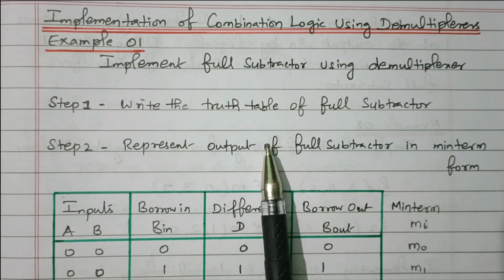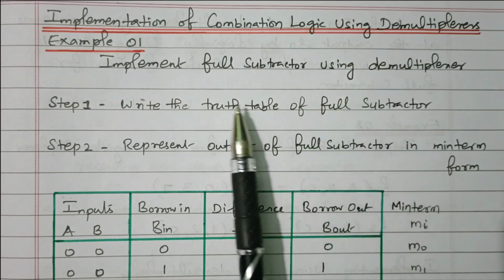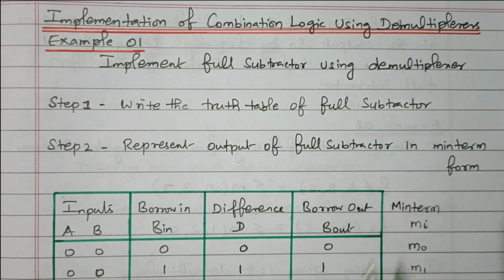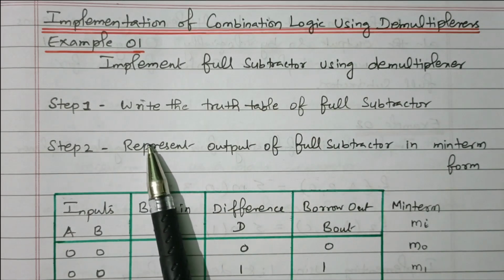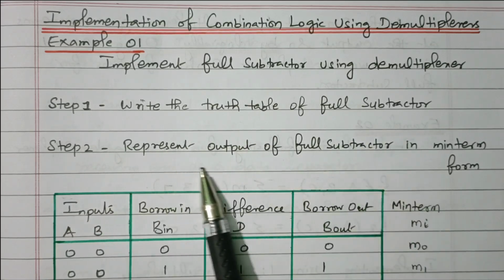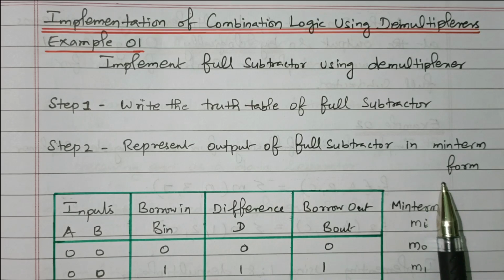Now we'll go to the topic. Implementation of combinational logic using demultiplexer. Here we are going to implement the full subtractor using the demultiplexer. So in the first step, we need to write the truth table of the full subtractor. Then we need to represent the full subtractor in the min term form, because in multiplexer we get the min term as an output. Right.